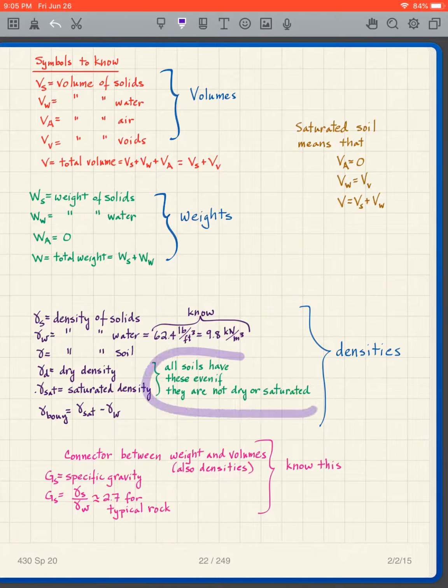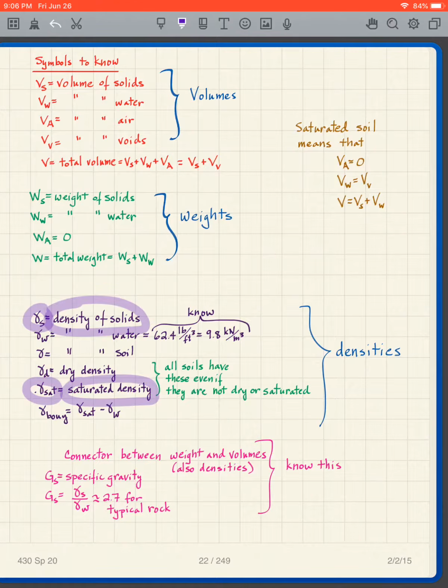So as I said, all soils have a gamma D and a gamma saturated, even if they are not dry or saturated. Now, what you don't want to confuse, there's gamma saturated and there's gamma S. These are completely different things. Gamma saturated is the saturated density, the density of the soil if we envision it to be saturated. Gamma S is the density of the solids.